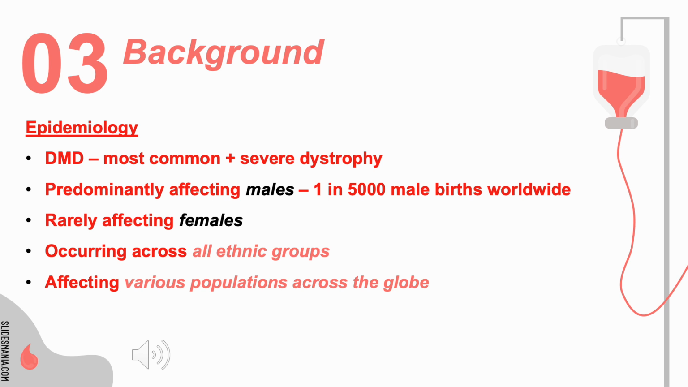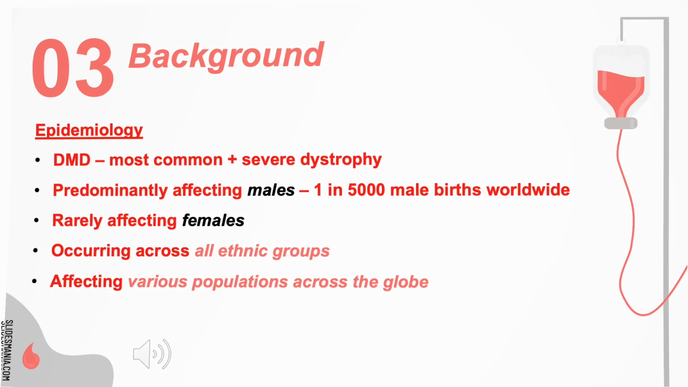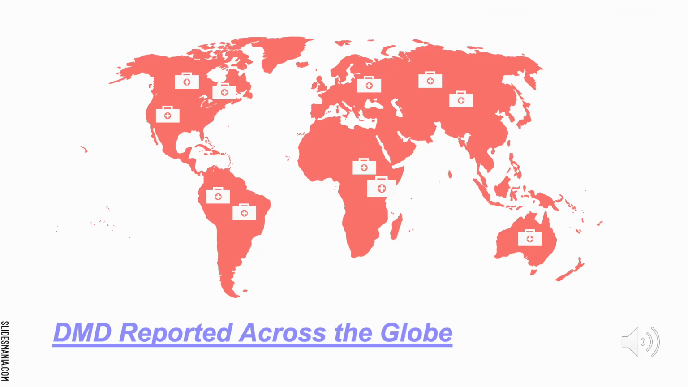The epidemiology. Duchenne muscular dystrophy, DMD, is one of the most common and severe forms of muscular dystrophy, predominantly affecting males with an estimated prevalence of 1 in 5,000 male births worldwide. Rarely it affects females. This disorder occurs across all ethnic groups and has been reported in various populations across the world. Here is a map that just shows some of the places where DMD has been reported across the globe.